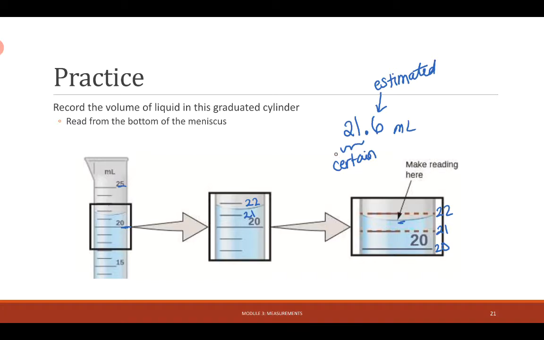If you were close, if your estimated digit is plus or minus 1, then you are in the right range. But your measurement should be recorded to the tenths place, because our last known digit is in the ones place.